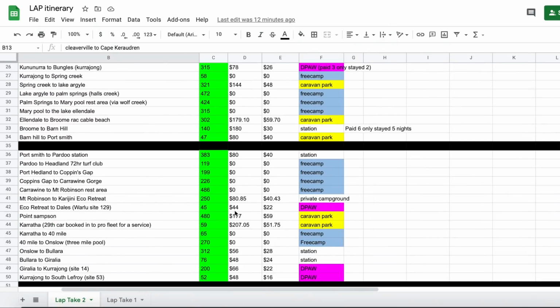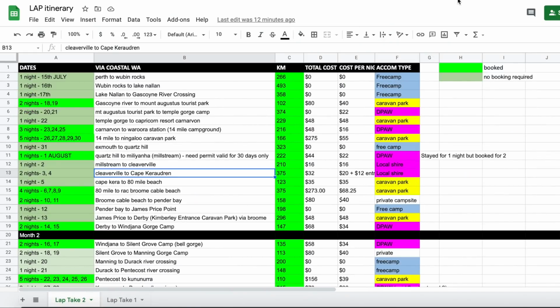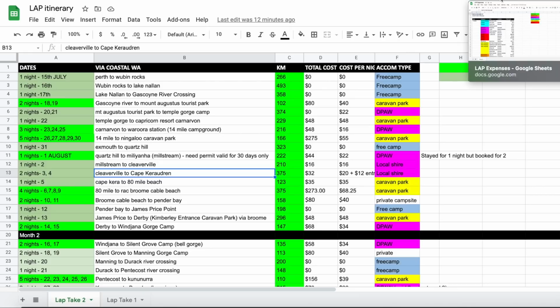And then I broke it down, those stripes that you see, not that you can see this, are the month by month. So I broke it down into months so I could work out what our accommodation was per month on average. And then for fuel, that was the only other thing. I did that on my phone.